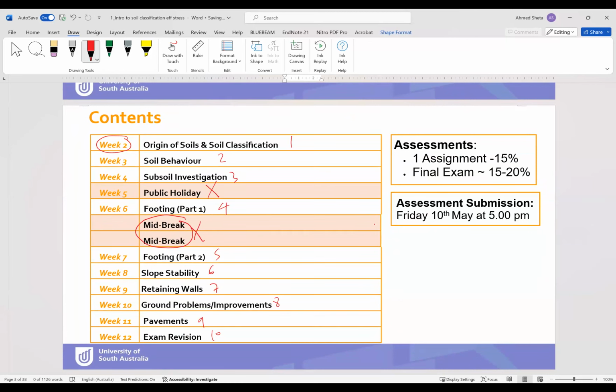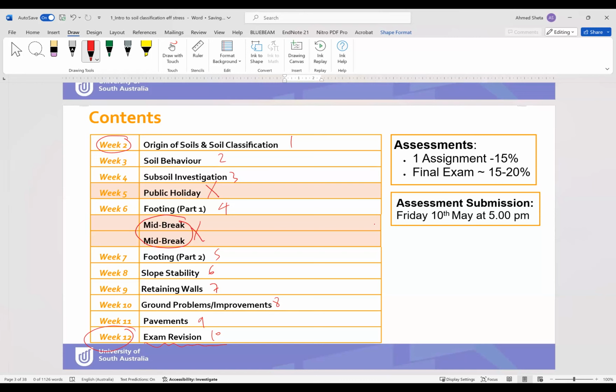The first topic, origin of soils and soil classification, we will discuss today. Next week, soil behavior, and so on until week 11, where we have pavement, and in week 12 we will be doing a revision, or exam revision, before the final exam.